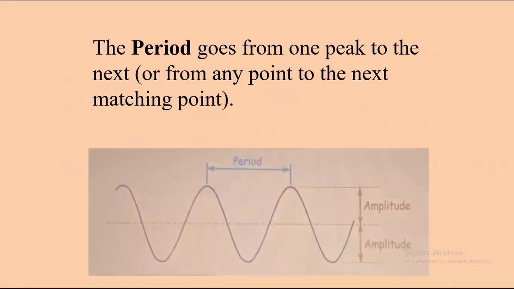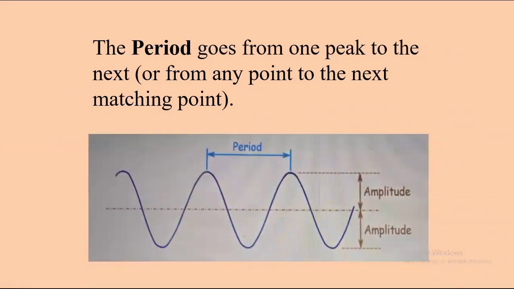If we see a graph, it will be better to understand. You see, period. The period goes from one peak to the next. It is from one peak to another peak. So this is period. Or you can say from any point to the next matching point.